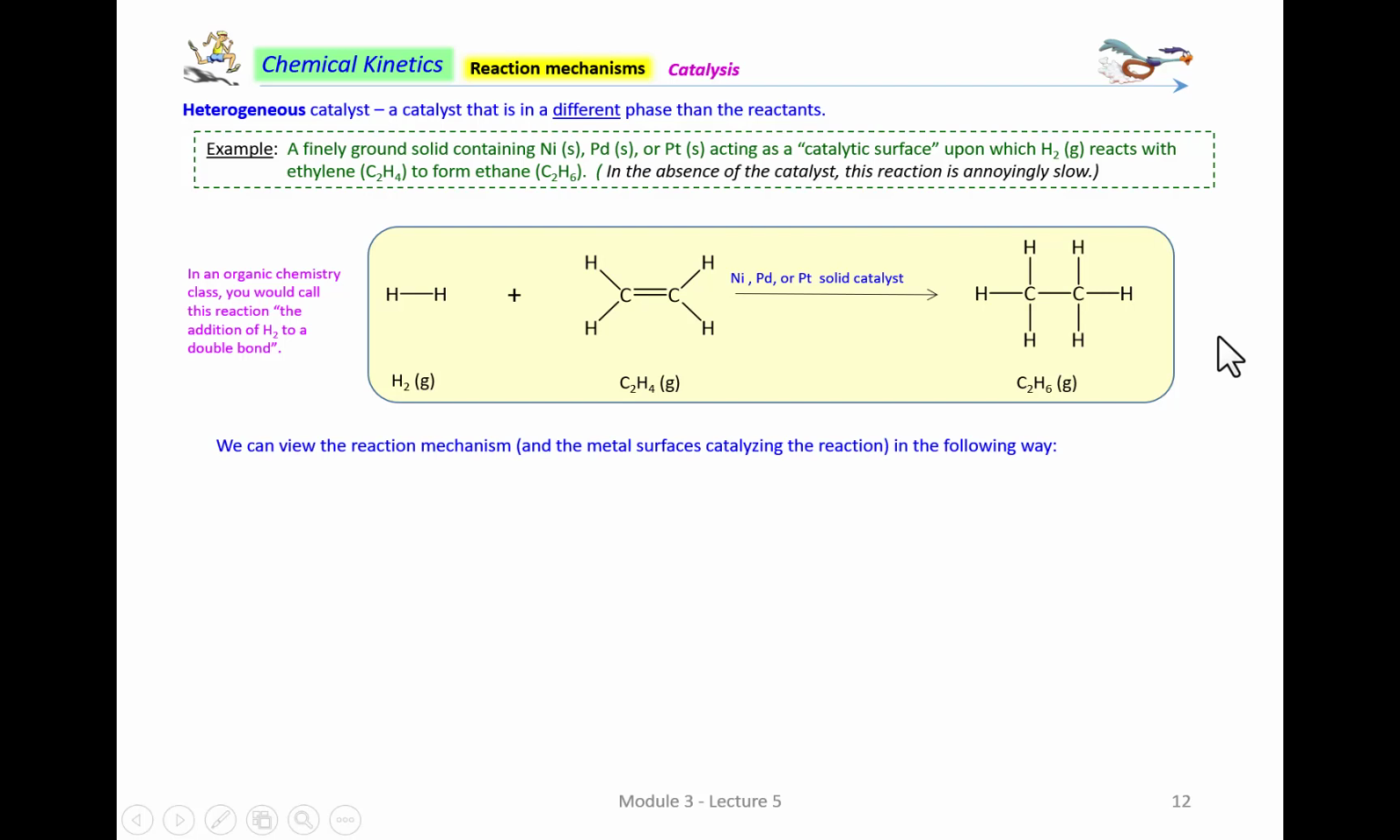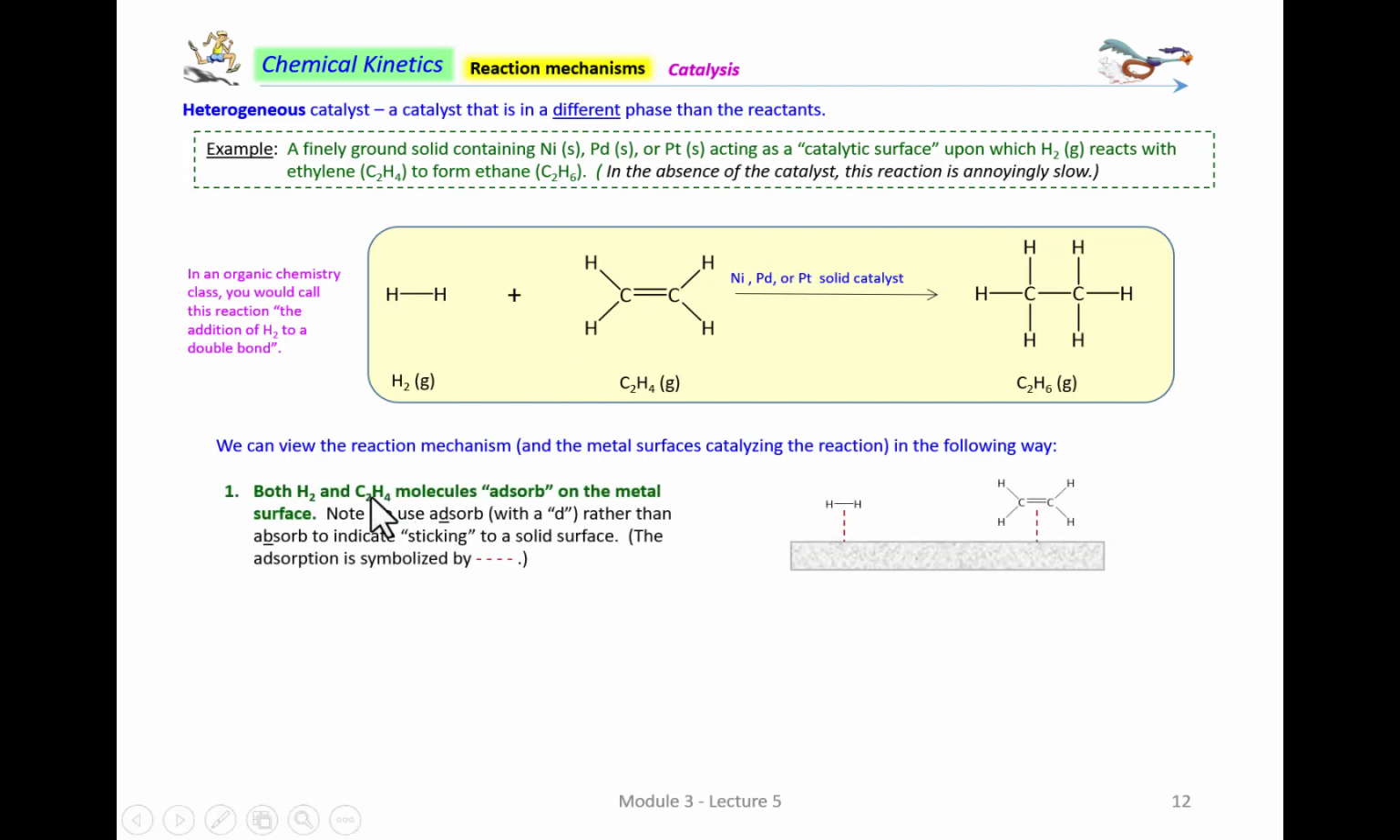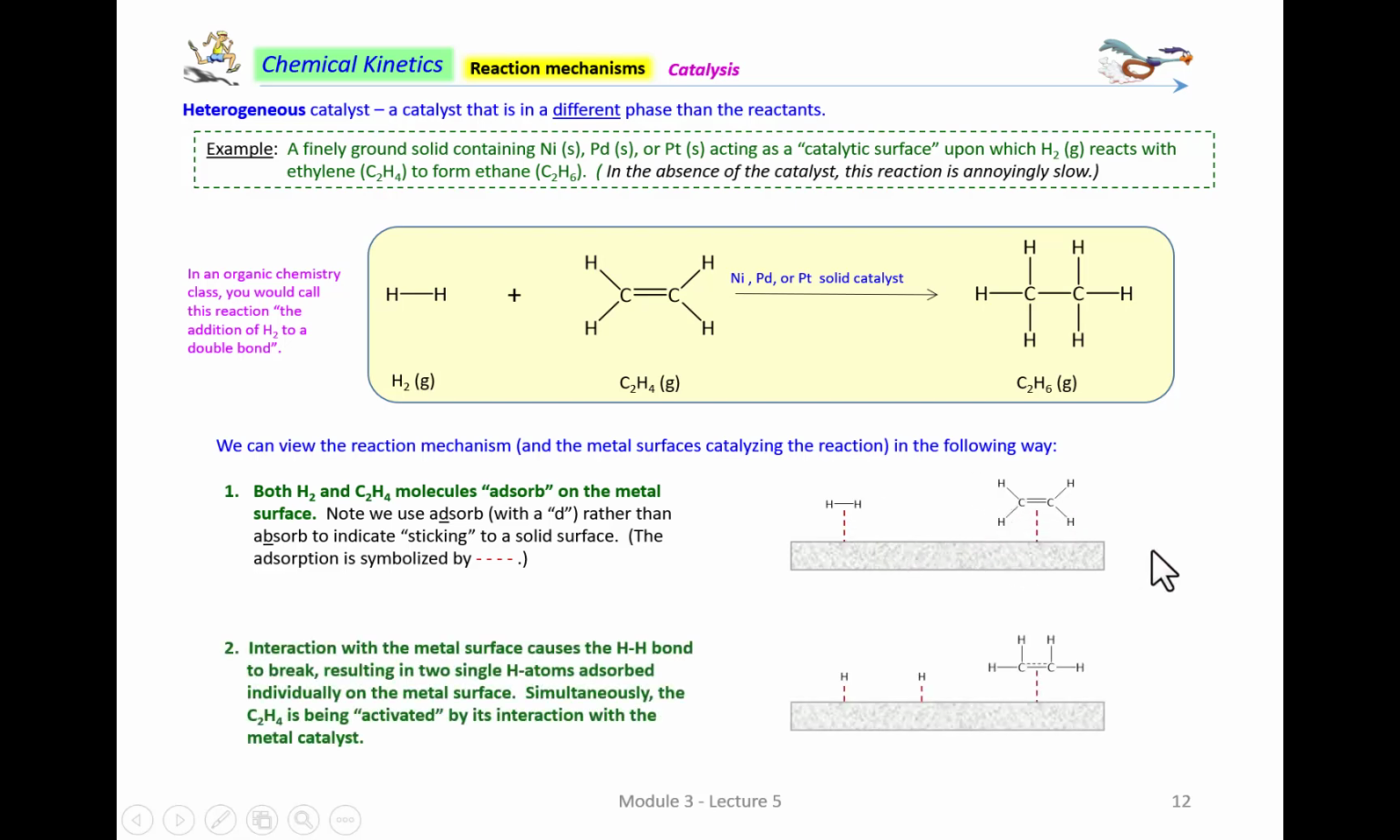Now we can view the reaction mechanism and the metal surfaces catalyzing the reaction in the following way. Both hydrogen and ethylene molecules can adsorb on the metal surface. Now, first of all, note we're using the word adsorb with a D rather than absorb with a B to indicate sticking to a solid surface. And we simply say that hydrogen molecules have some sort of special interaction with a metallic solid, and the interaction is shown with this dotted red line. And we say the same thing for ethylene. So we've, in a sense, through adsorption, anchored hydrogen and ethylene to the metal surface. The metal surface, of course, being the catalyst.